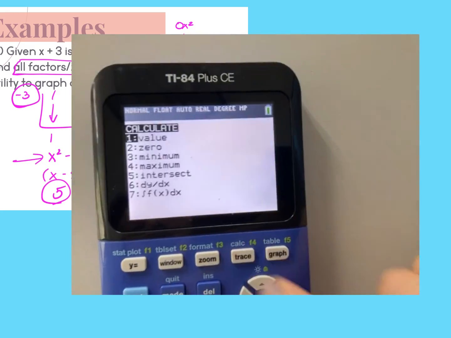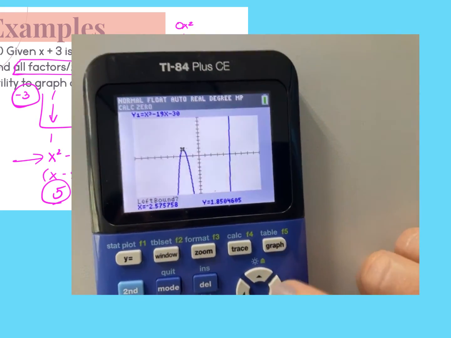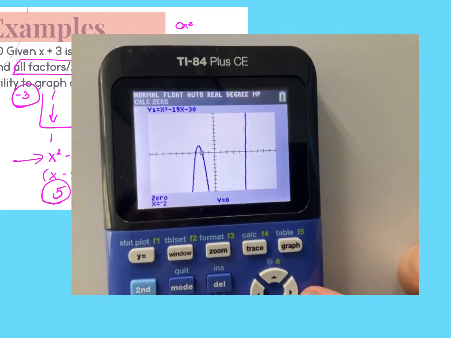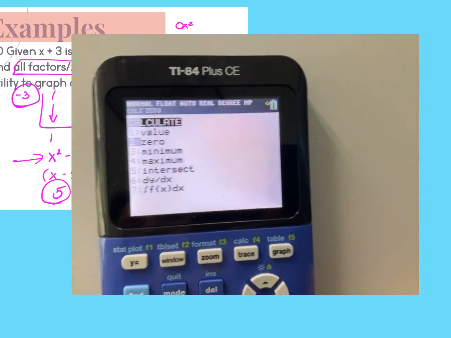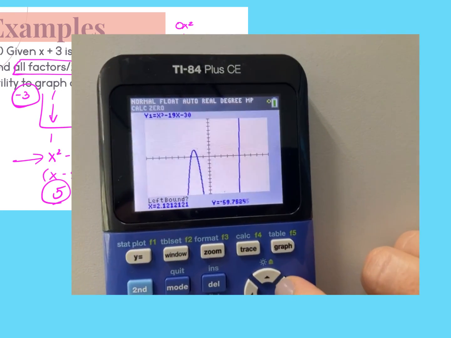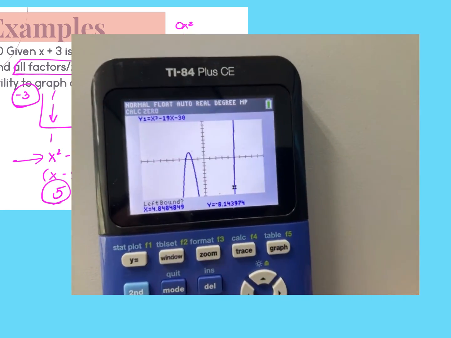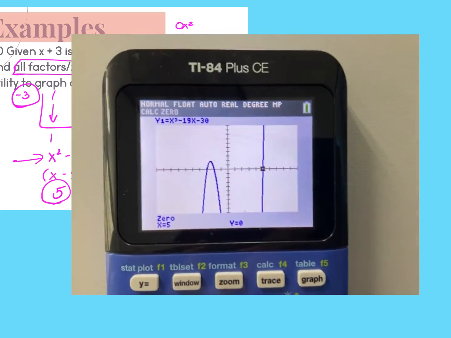I could do that again to the zero. This time I go left of the next one, right of the next one, and then I hit enter again. And then if I want to do that last one, second trace, go to the zero again. This time I've got to get closer to that zero, so I have to come all the way over here. Left of it, right of it, and hit enter, and it will bring you to the last one.